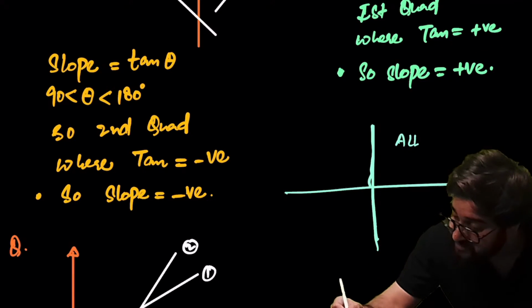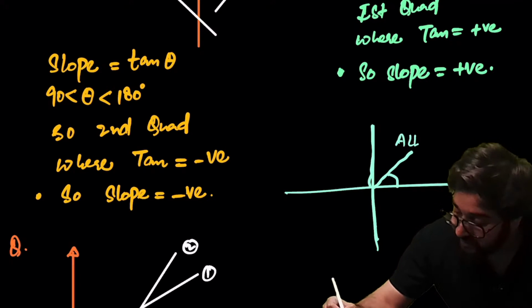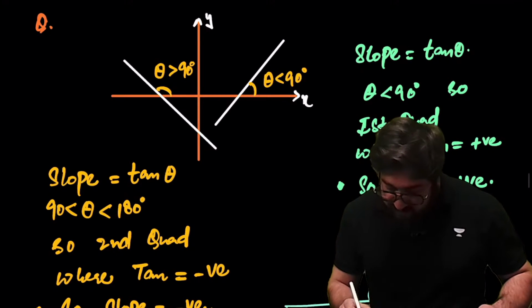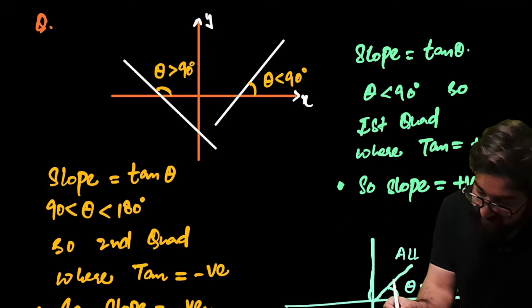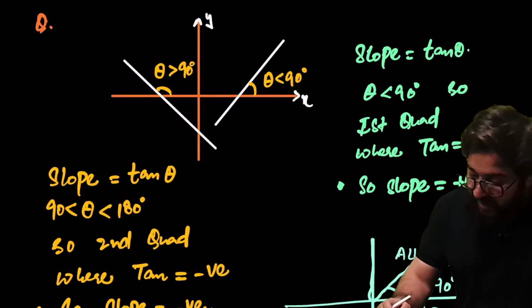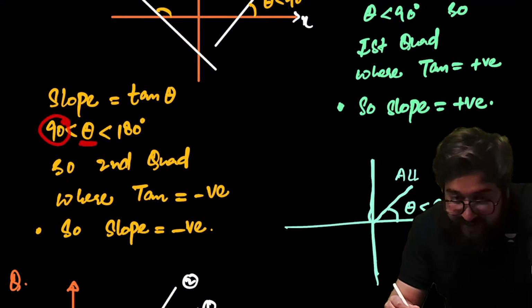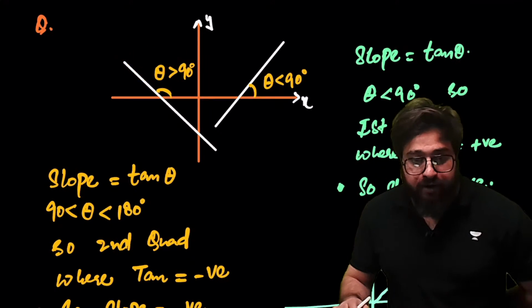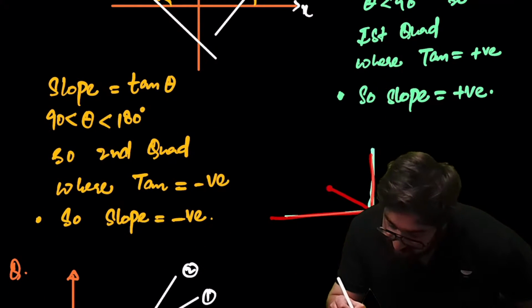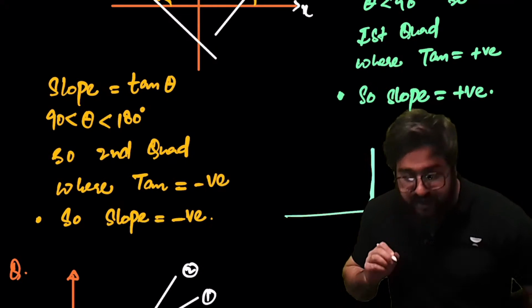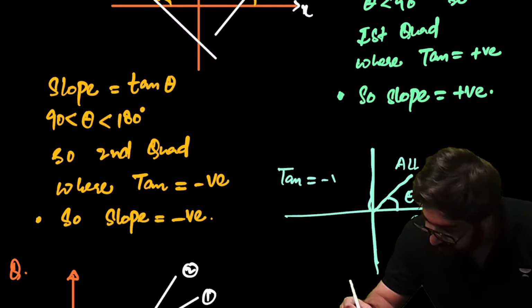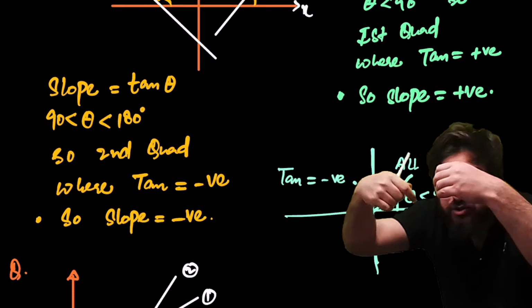That's why if you have got a line something like this, in that case we say, sir, theta is less than 90, and the slope is positive. And now look at this particular thing. Sir, this line has theta greater than 90 degrees. And when theta is greater than 90 degrees and less than 180 degrees, which quadrant are we talking about? The second quadrant, because this is 180 degrees, this is 90 degrees. This angle is less than 180, greater than 90. So in this quadrant, tan theta is negative. And if tan is negative, slope is negative.